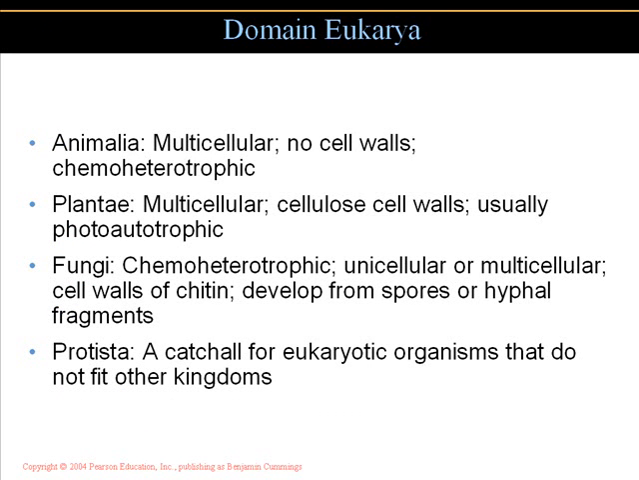The terms in the domain Eukarya that are important to be familiar with: Animalia refers to multicellular organisms. They don't have any cell wall. Chemoheterotrophic in nature. Plantae are multicellular organisms. Cellulose for the cell wall. Usually are photoautotrophic because they utilize photosynthesis. Then fungi, which are chemoheterotrophic. These are unicellular or multicellular organisms, with cell walls made up of chitin, developed from spores and hyphal fragments. And then Protista, which is basically everything else, eukaryotic organisms that don't fit into any of those above kingdoms.